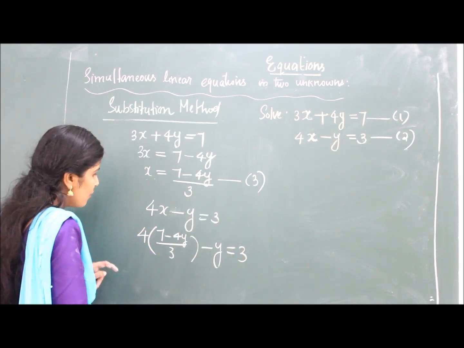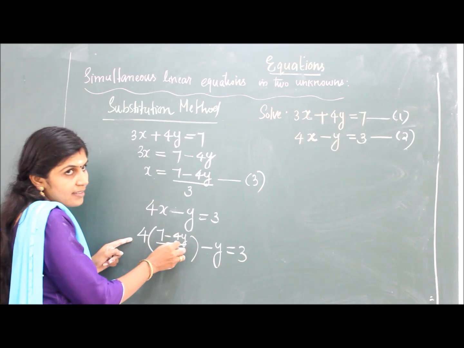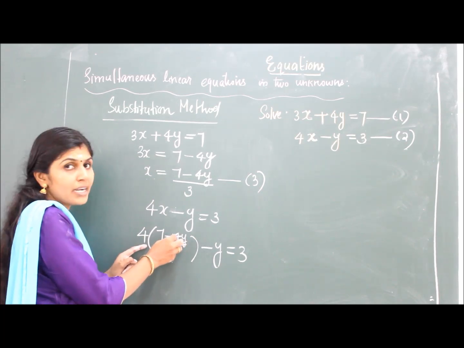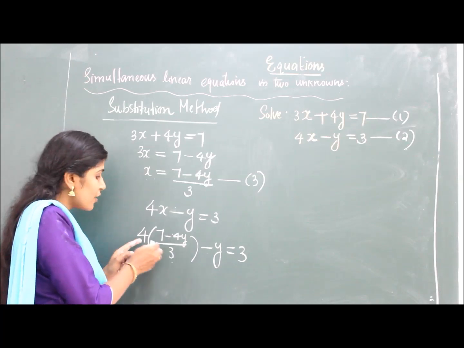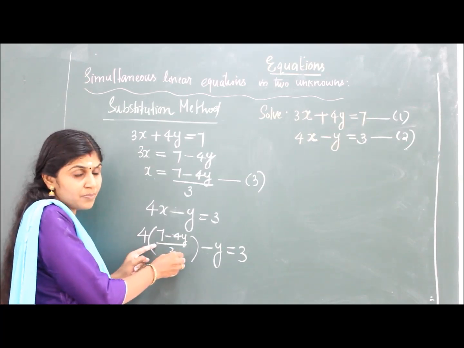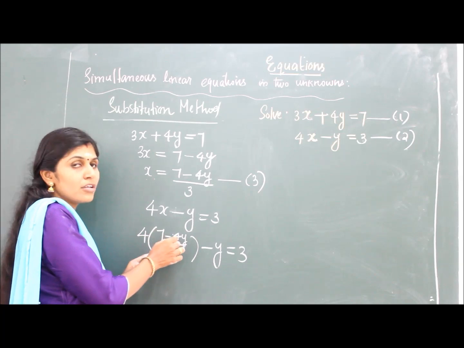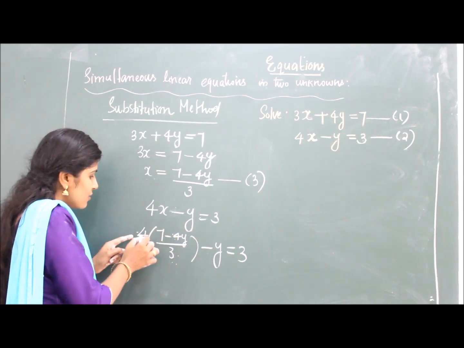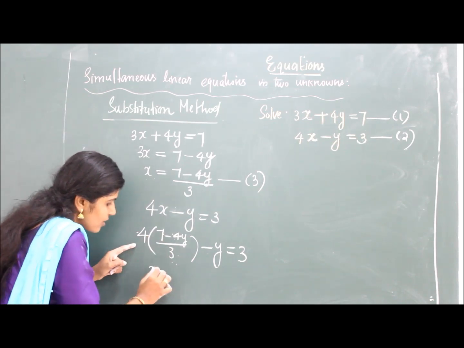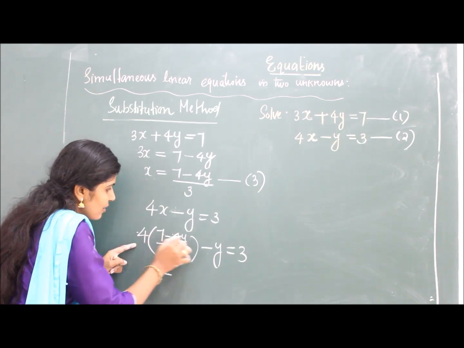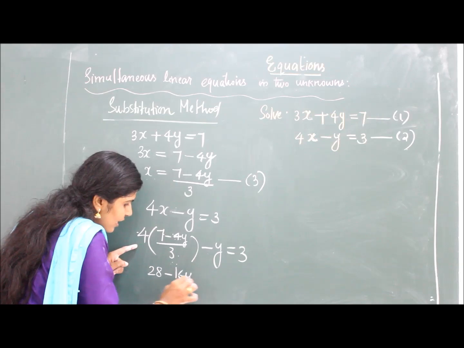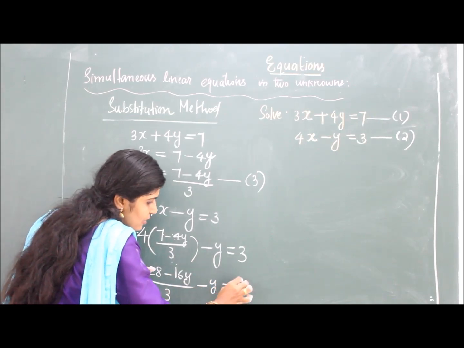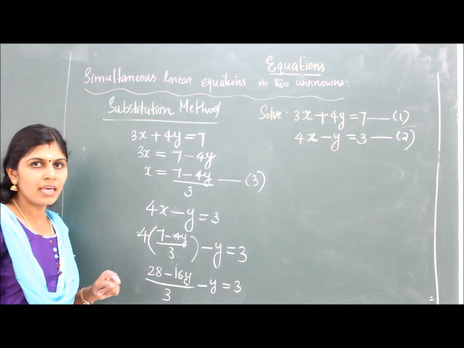Okay. Now I am going to multiply this. Since this is a fraction, it has a numerator as well as a denominator. So when you are multiplying a number with a fraction, you have to multiply that number to the numerator only. No need to multiply this to the denominator. So what happens? This becomes 7 fours are 28 minus 4 fours are 16y divided by 3, minus y is equal to 3.